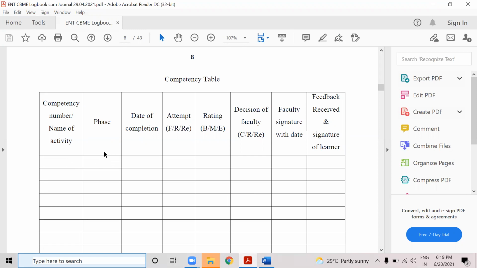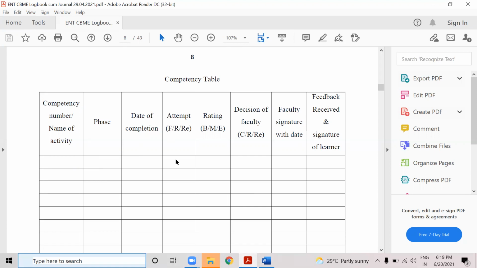Then in which phase this competency was taught. As I told you, clinical postings will be in phase 2 also. So whether it was in phase 2 or phase 3 part 1, that can be mentioned here. The date of completion: if it was a lecture, when that lecture was taken. If it was a seminar, when did the student present that seminar. So that we can write here. And here it is the date of completion, not the date of lecture. The date of completion, that is what is required from the student. When did he complete it satisfactorily to certify this competency.